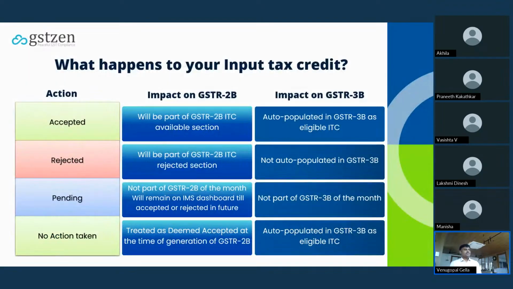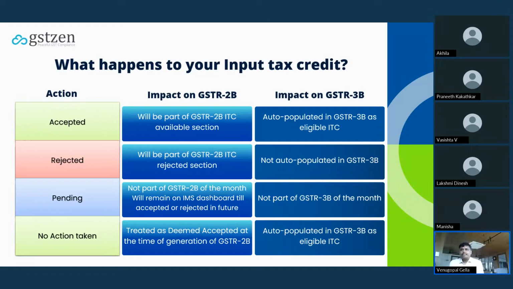So what happens to your input tax credit? A quick recap. If you are accepting it, or no action is taken, the first one and last one, it's in green color. So it will be part of your GSTR-2B ITC available section, and it would be auto-populated into 3B as eligible. Now, that doesn't mean that it is really eligible. You have to comply with your 17 subsection 1, 17 subsection 2, 17.5, rule 42, 43, which is all your headache.